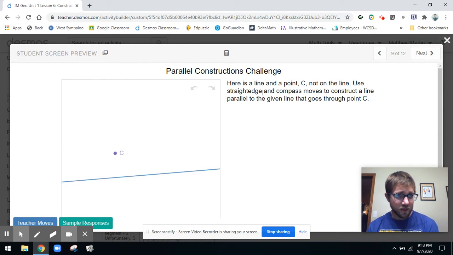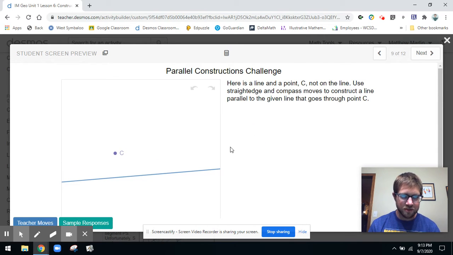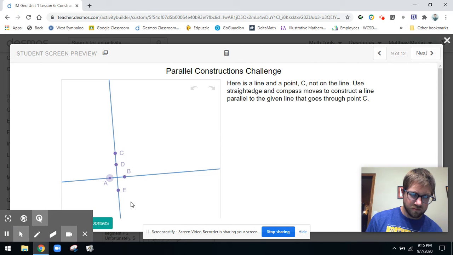Here is another thing that we're going to try and do. Here is a line and a point C not on the line. We're going to use straight edge and compass to make a line parallel to our starting line that goes through point C. Again, this is where you should pause and try this if you want to. I'm going to pause also and do a few of the steps.